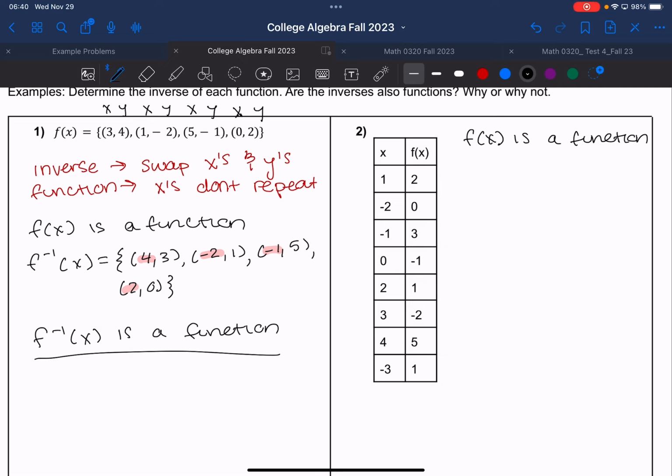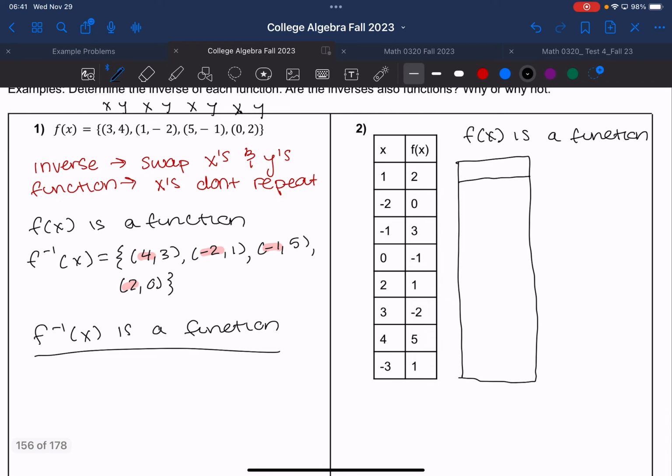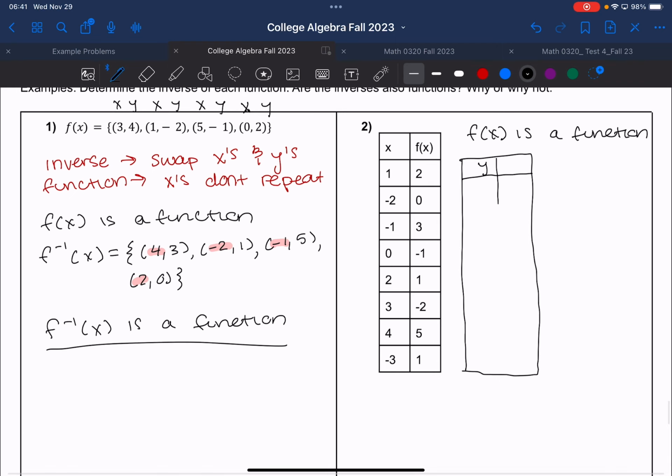Now I'm going to redo my table, and I'm going to swap my x and y values. So now these are going to be my new x and y values, or I could just write this as y and x. So I'm switching them. But remember, these are my new x and new y.